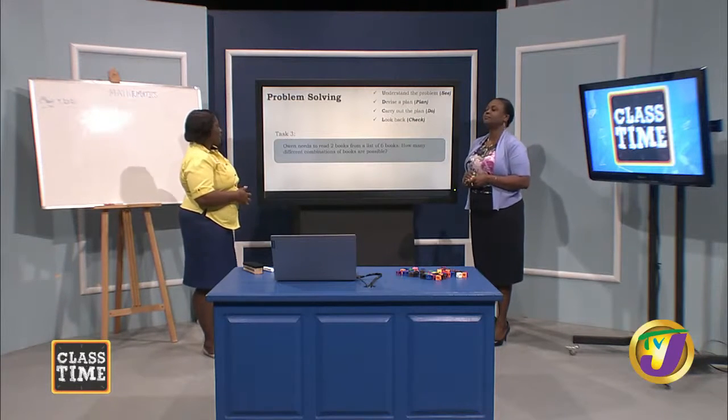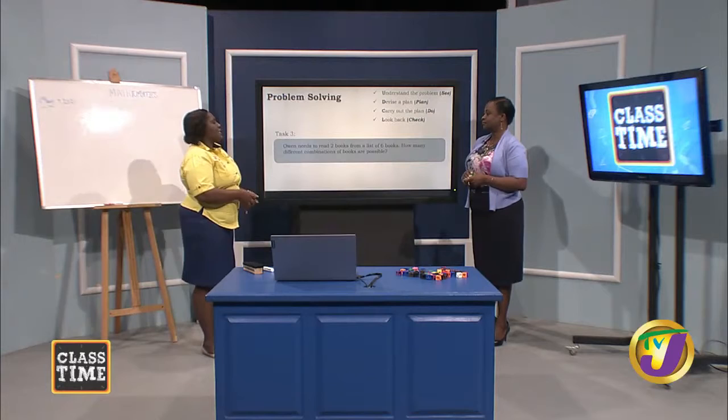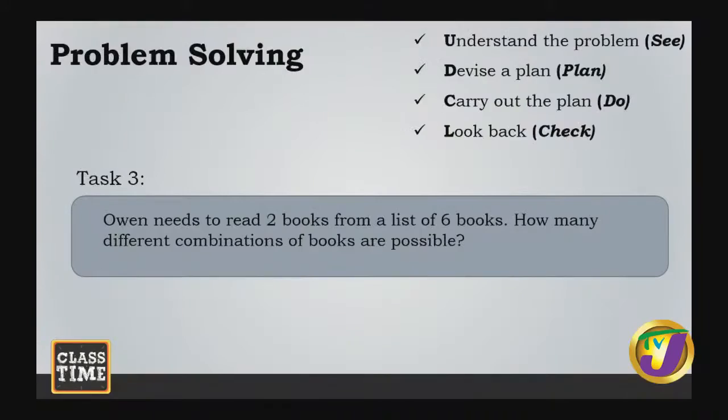Task 3. Owen needs to read 2 books from a list of 6 books. How many different combinations of books are possible? That is what we need to find out.